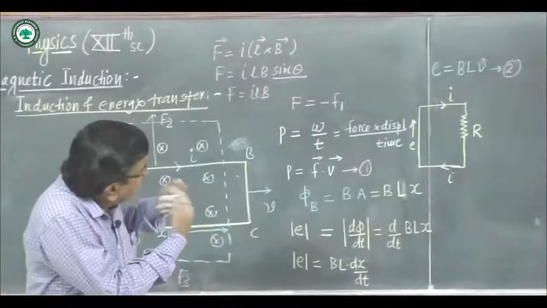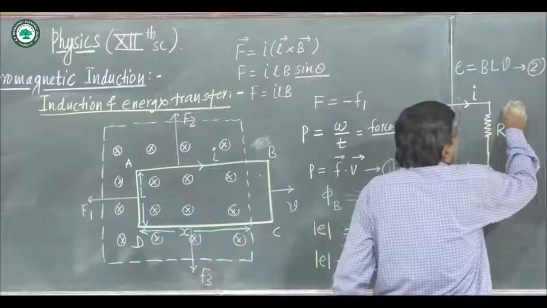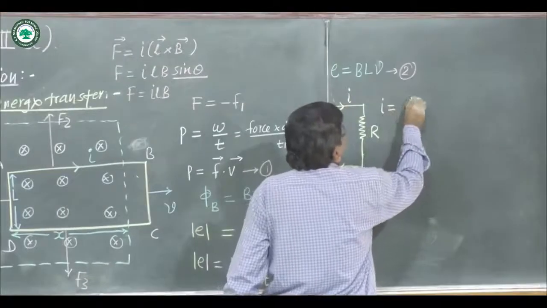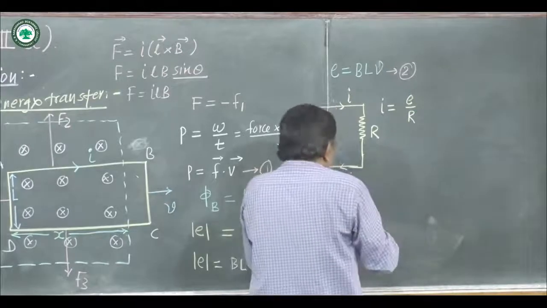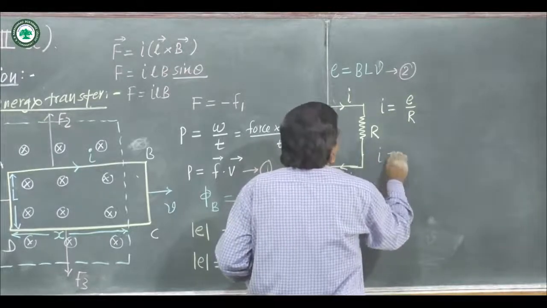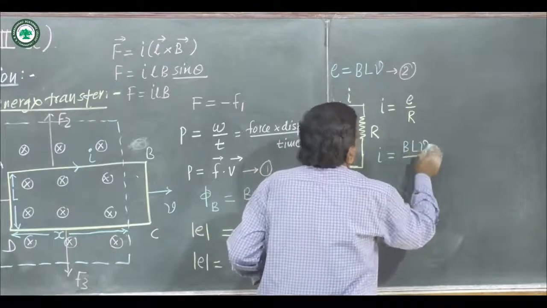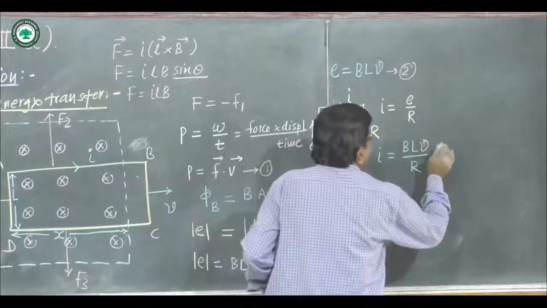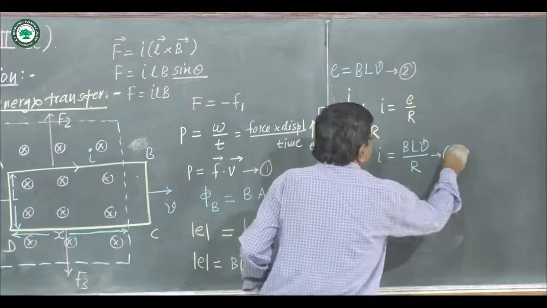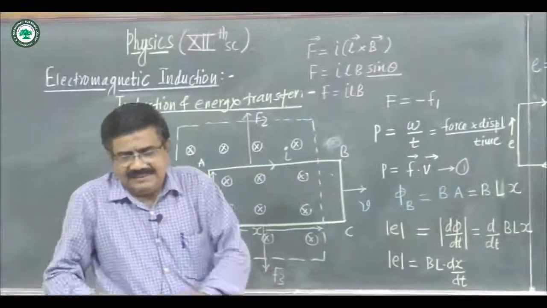So induced current I is E upon R. This is a very simple formula. This magnitude of EMF upon R, and hence this I is BLV upon R. Suppose this is equation 3. Induced current is BLV upon R.